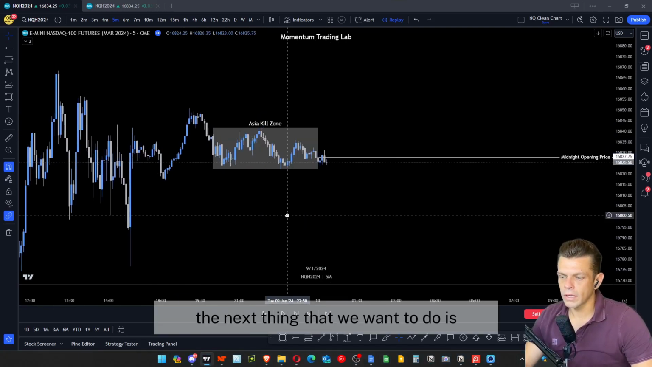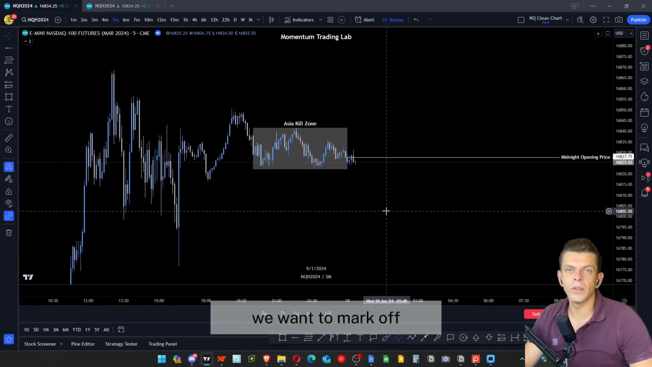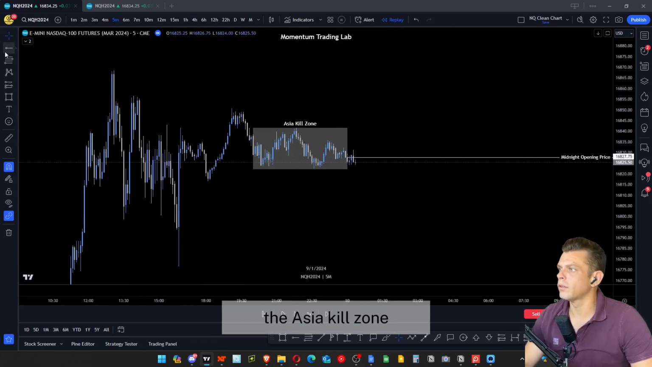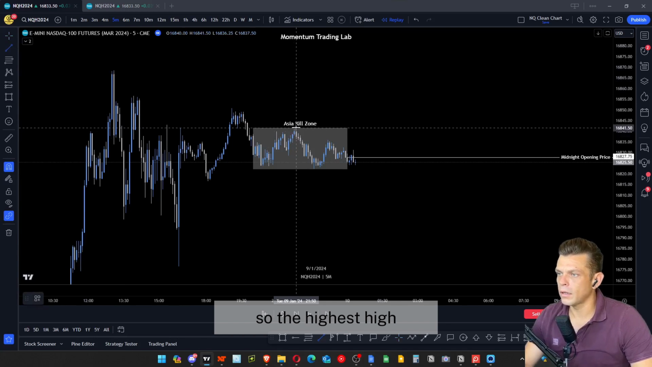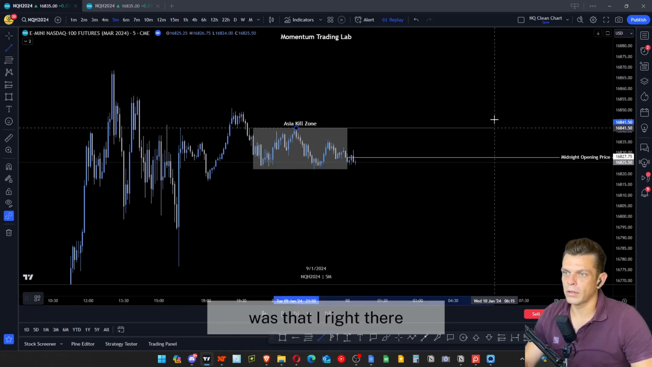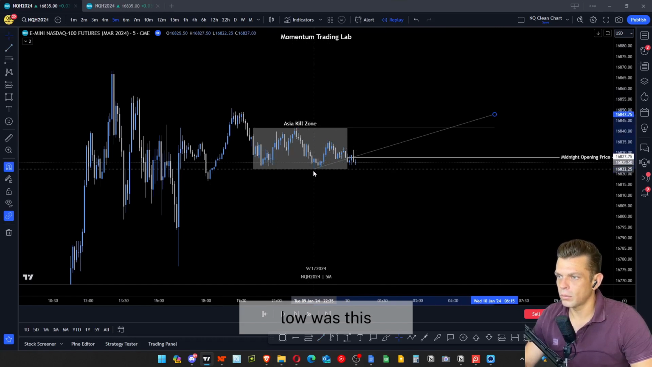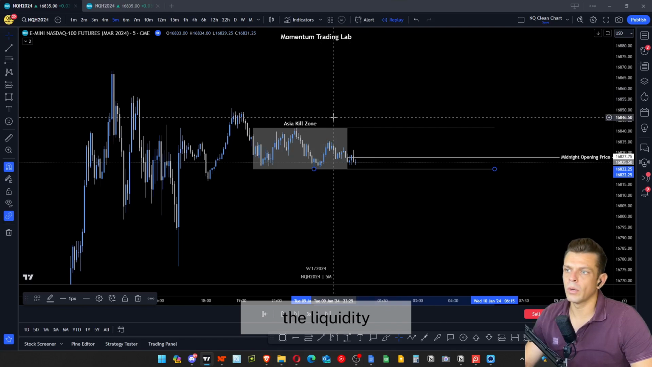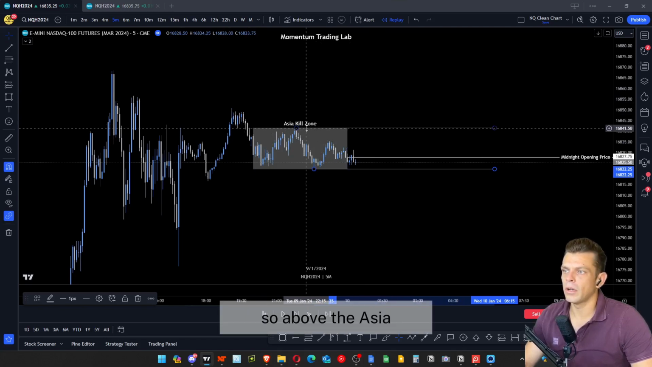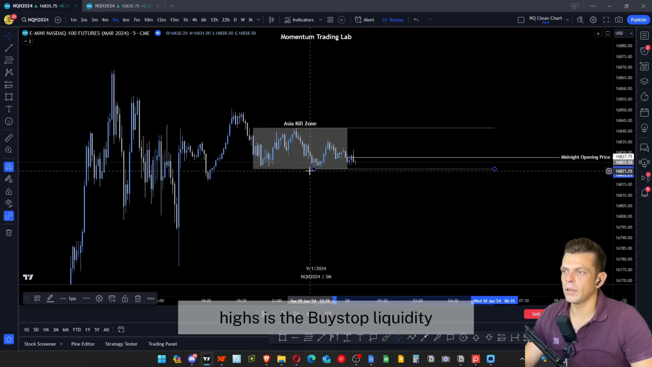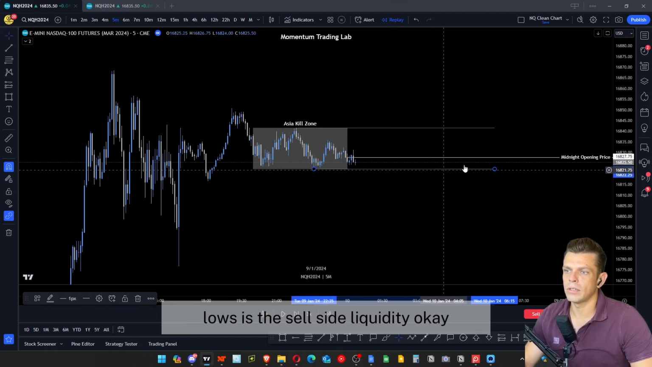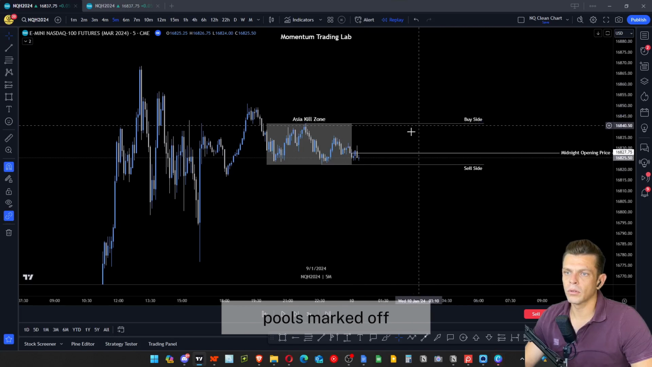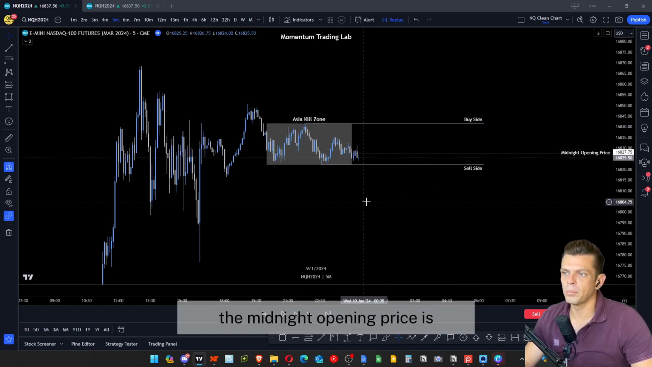All right, so now the next thing that we want to do is mark off the highest high and the lowest low that formed during the Asia kill zone. The highest high in this range was that high right there, and the lowest low was this low right here. These two lines signify the liquidity. Above the Asia highs is the buy stop liquidity, below the Asian lows is the sell side liquidity. Okay, so now we have our liquidity pools marked off, and we know where the midnight opening price is.